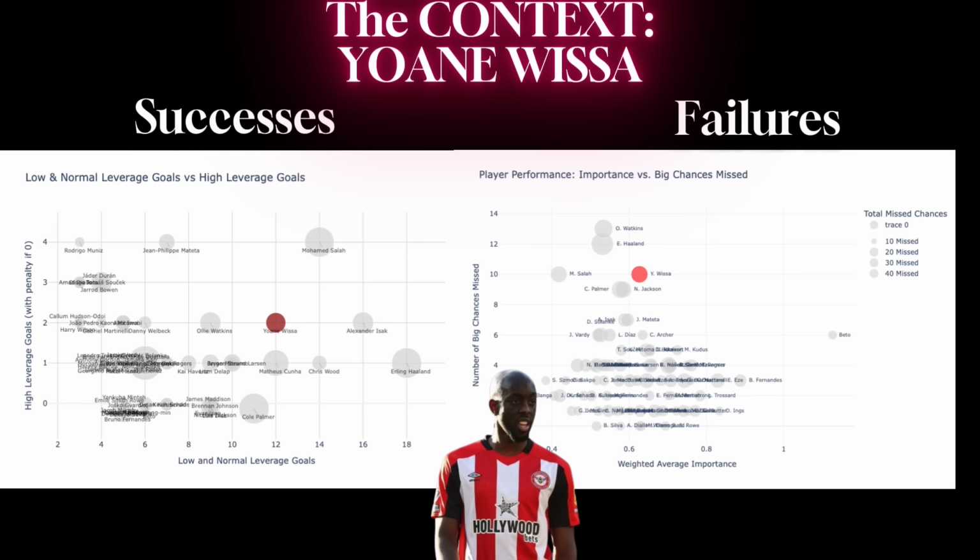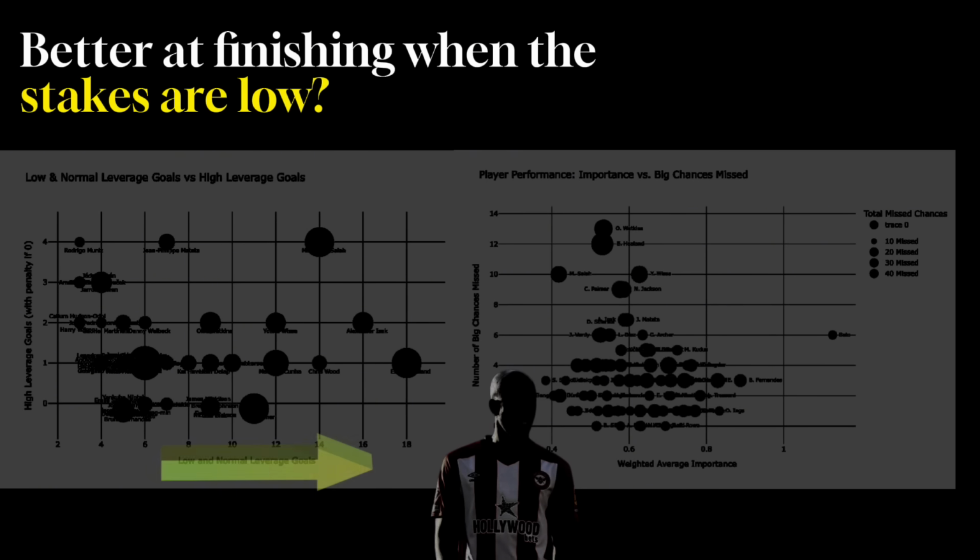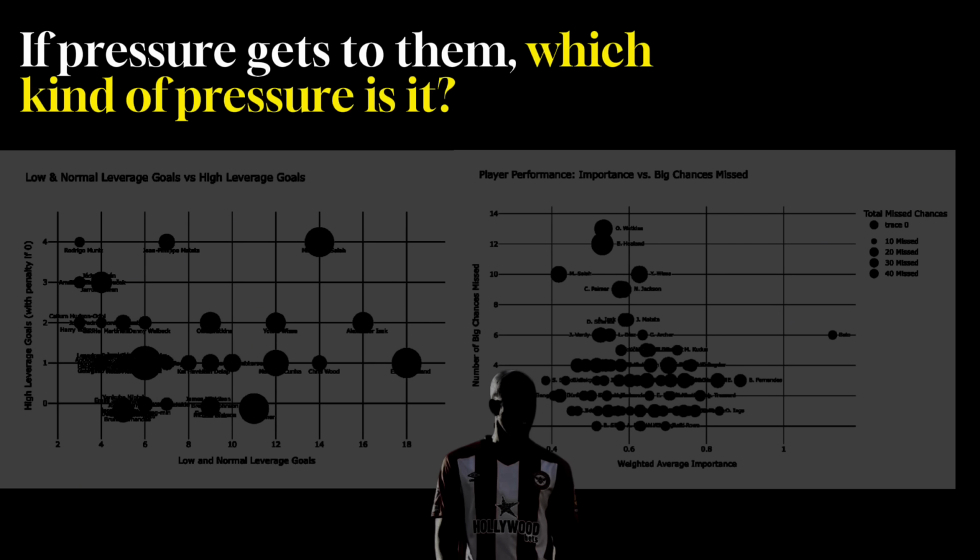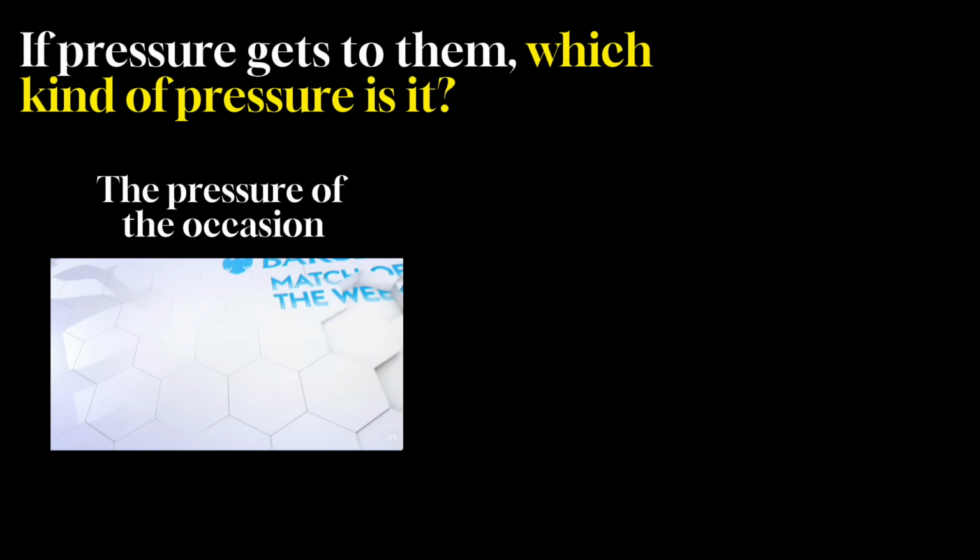Once you understand the context of a player's successes and their failures, you can begin to assess how clutch they really are. Which players are much better at shooting when the stakes are low? And if pressure gets to them, which kind of pressure is it? Is it the pressure of the occasion?